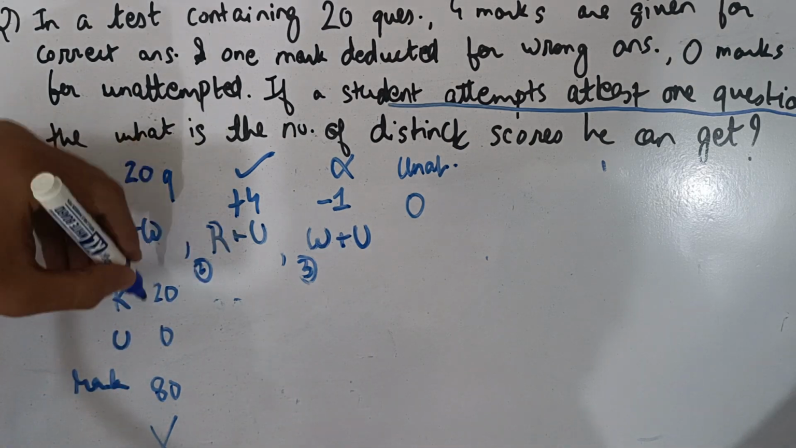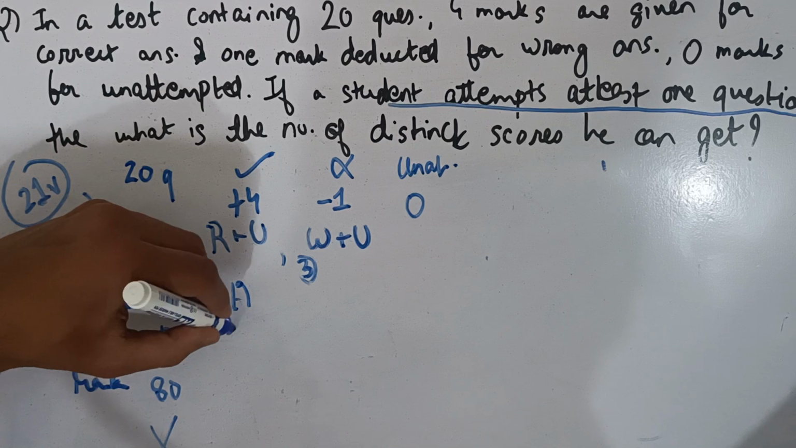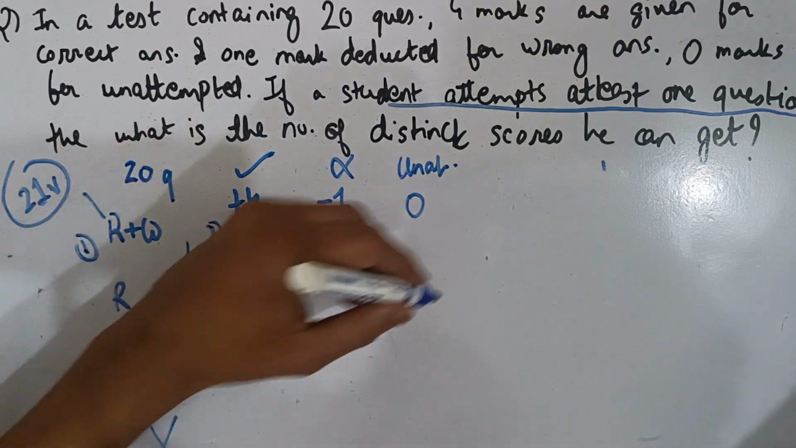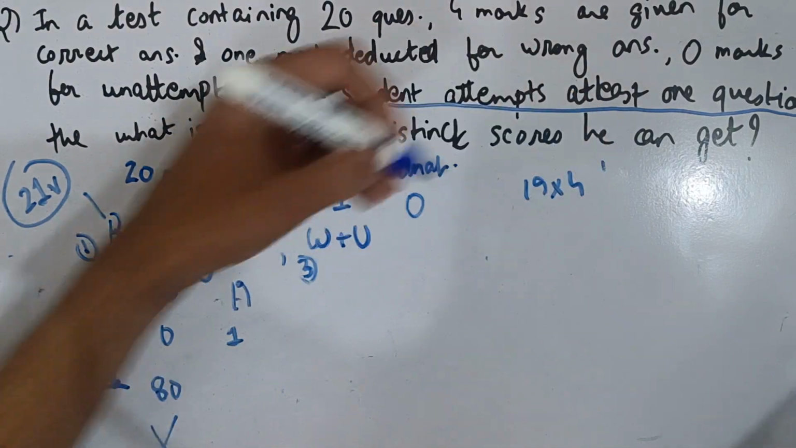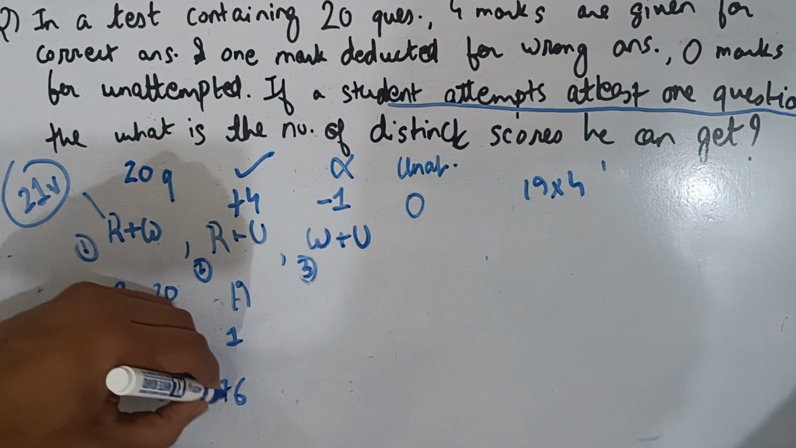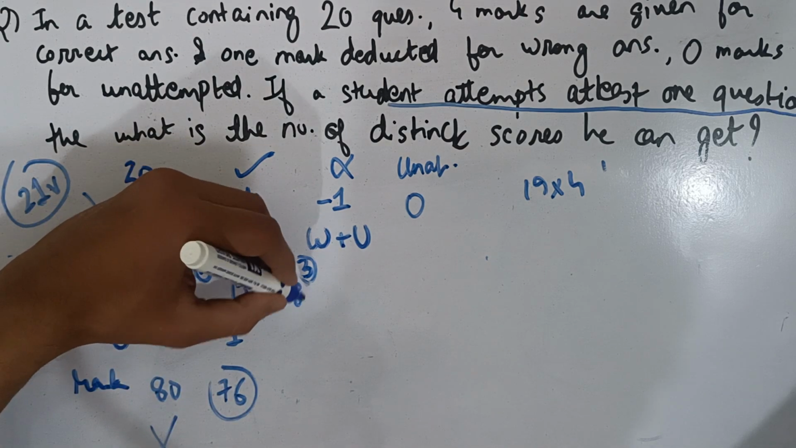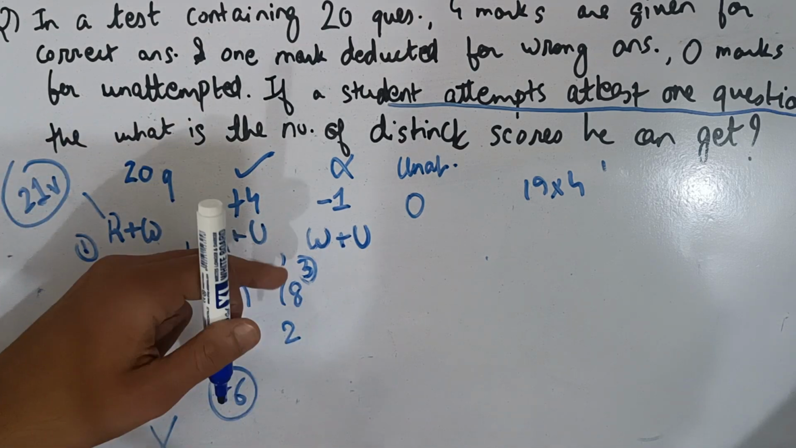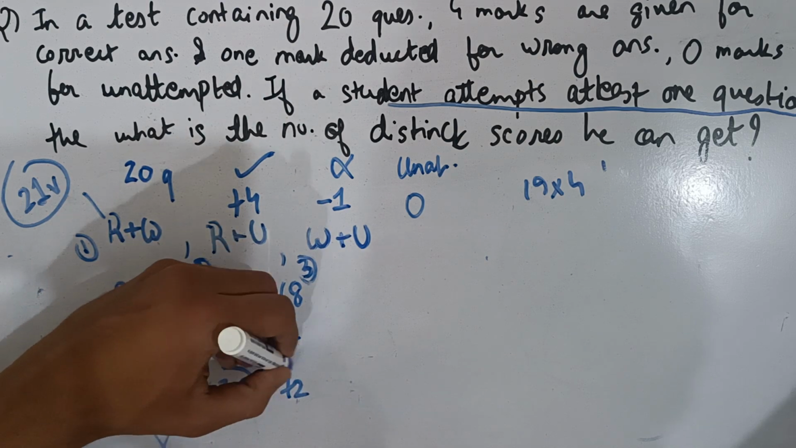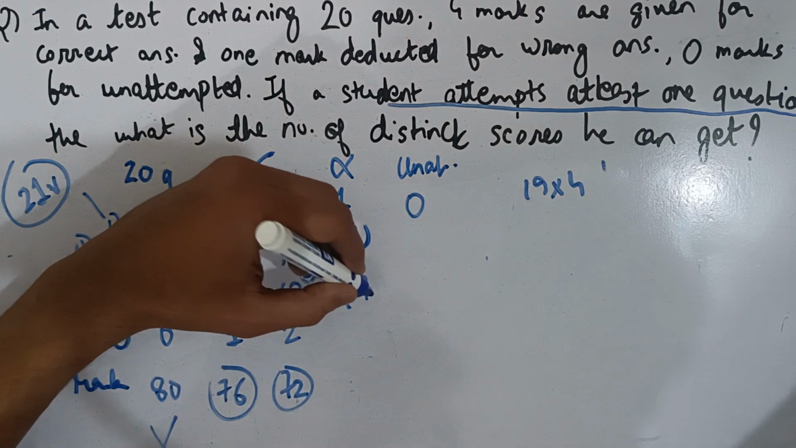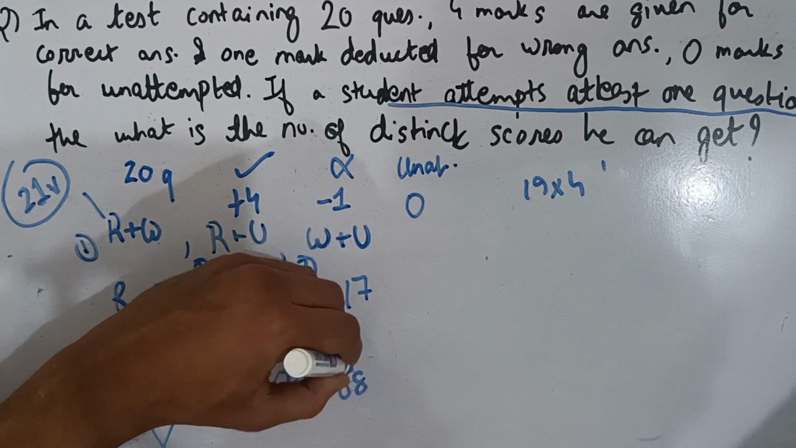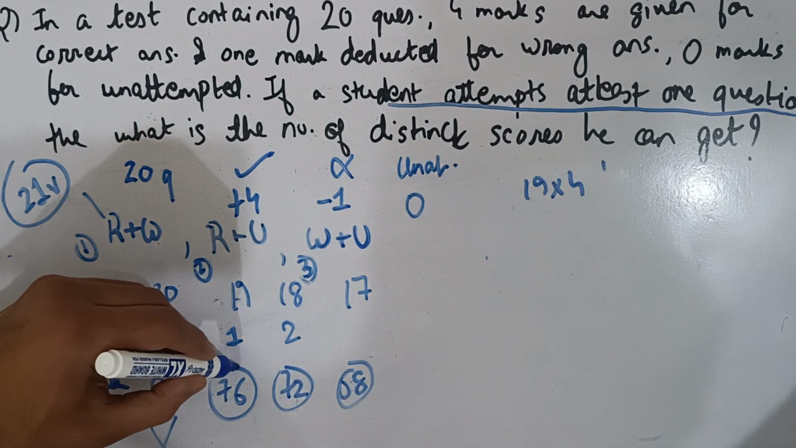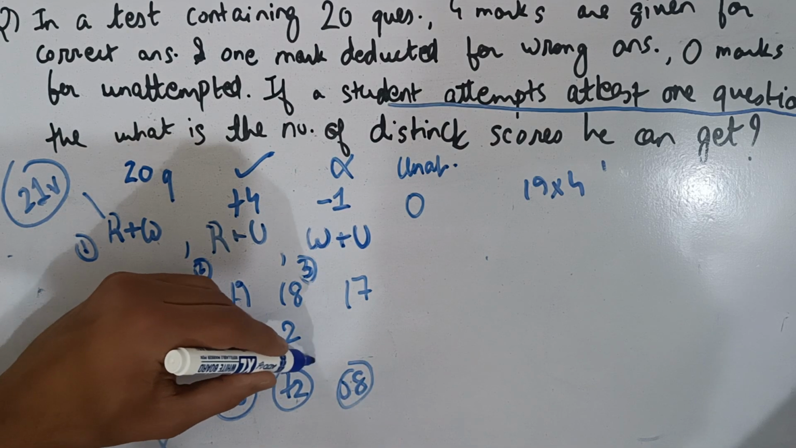We'll go from the next one. He does 19 questions right and 1 question is unattempted, so he gets 19 into 4 marks, that is 76 marks. If he does 18 questions right and 2 unattempted, that is 18 into 4, 72 marks. If he does 17 questions right, that is 17 into 4, 68. See, there is a formation of AP again with -4 as the common difference.